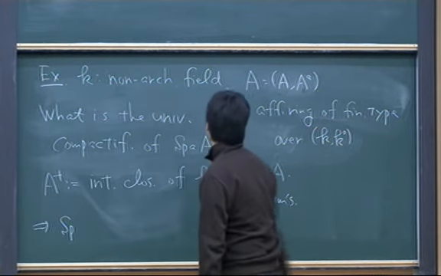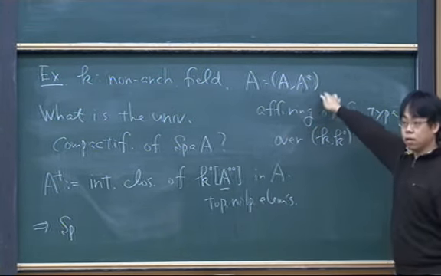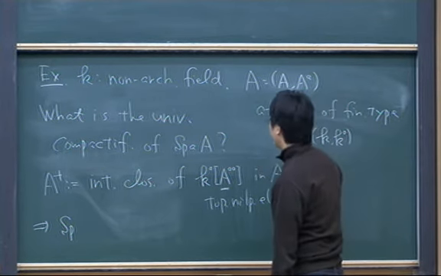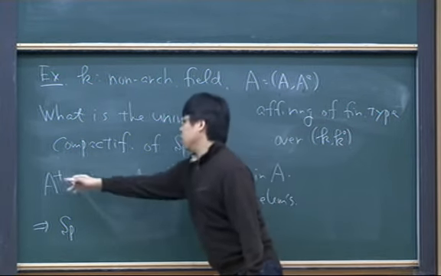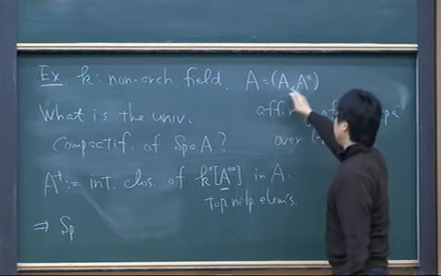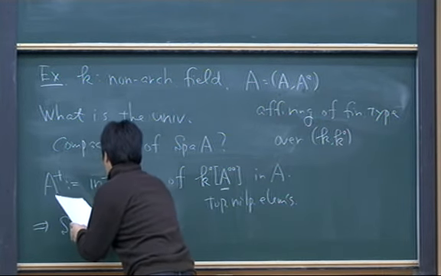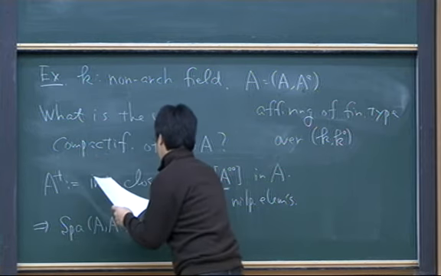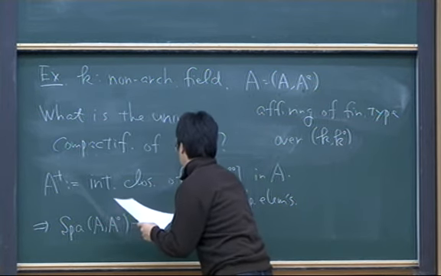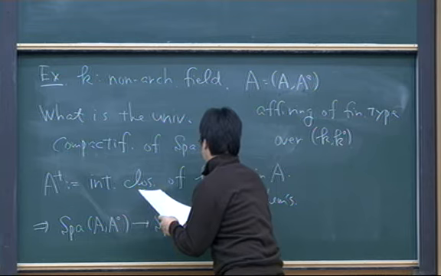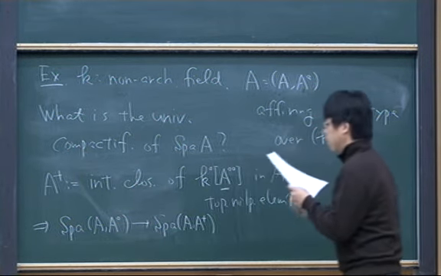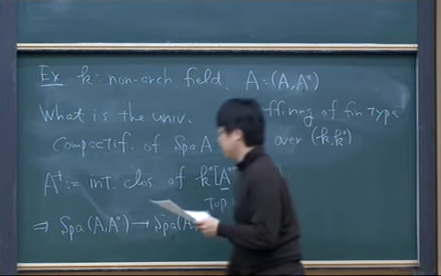A plus is of course a subring of A sac. So there is a map of adic spaces from Spa A sac to Spa A plus. This is actually the universal compactification of this.